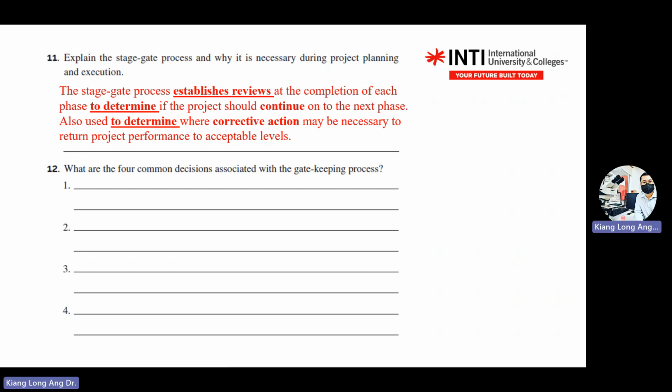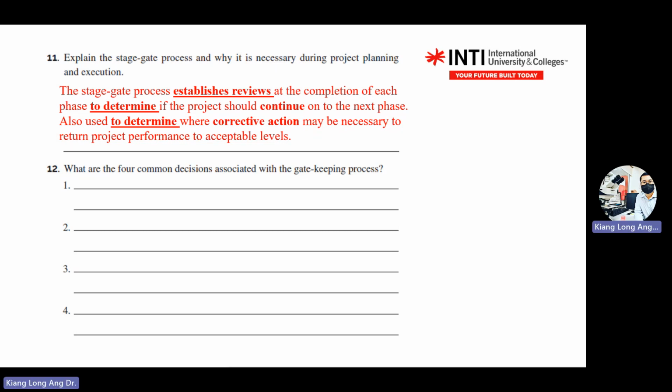Okay, phase, then the key, right? The stage gate process is to establish a review of the completion of each phase to determine if the project should continue to the next phase. It is also used to determine where corrective action may be necessary to return the performance to the plan. Sorry, this is not key, there's an error that I drew. It's a gate, the stage gate. So for the stage gate process, you have to mention the phase and review, then determine corrective action.